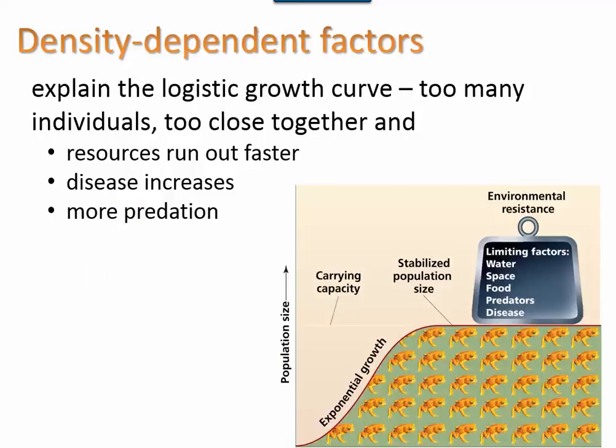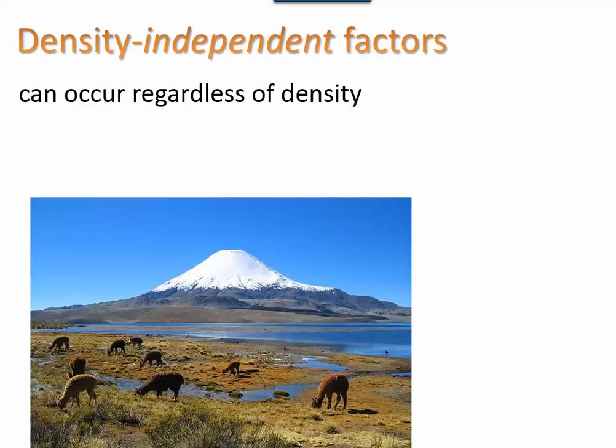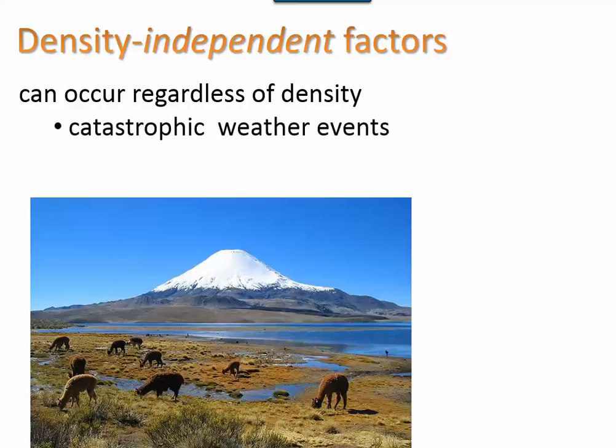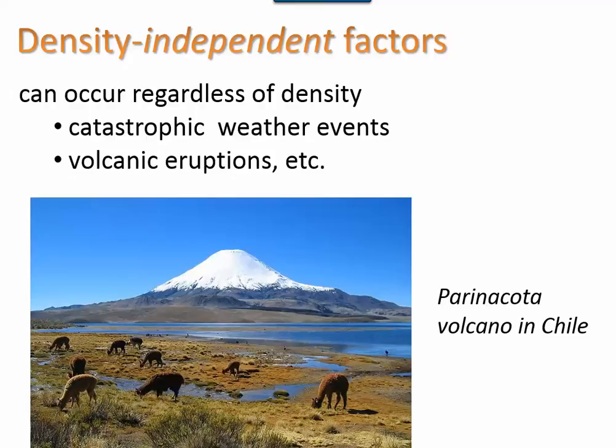And so there's that image again. Density independent factors can occur regardless of density. So catastrophic weather events and volcanic eruptions, etc. These are considered density independent because it doesn't really matter how closely packed together; these occurrences will happen either way. And here we see Parinacota volcano in Chile. If that were to erupt, these animals would likely die.